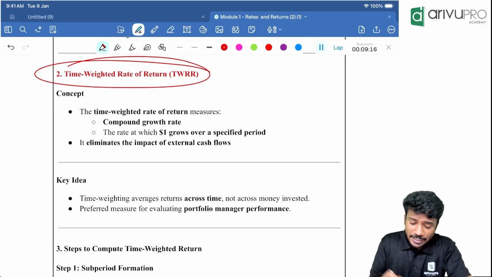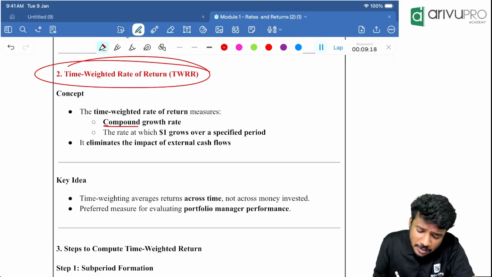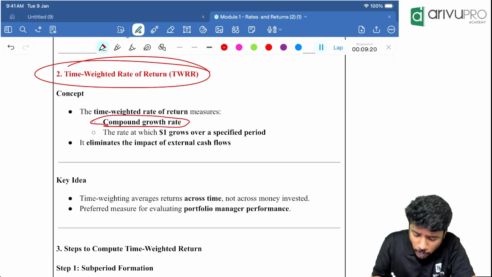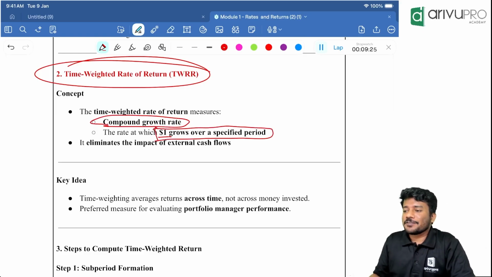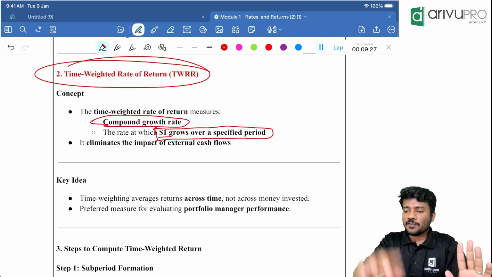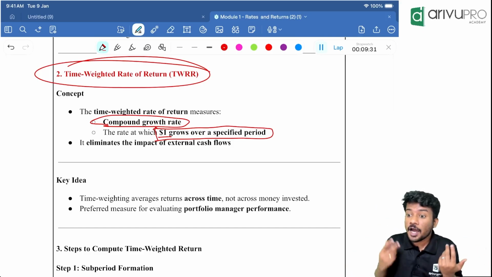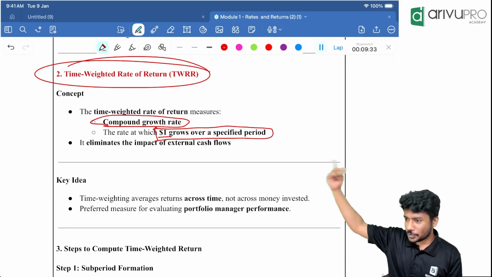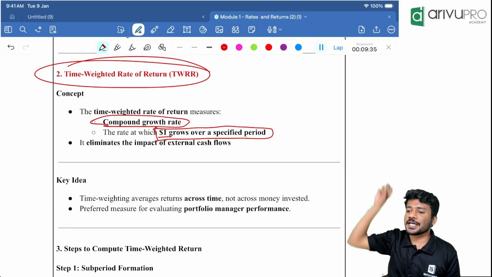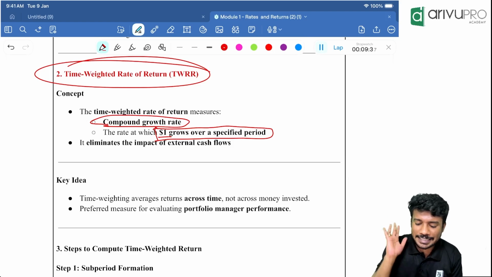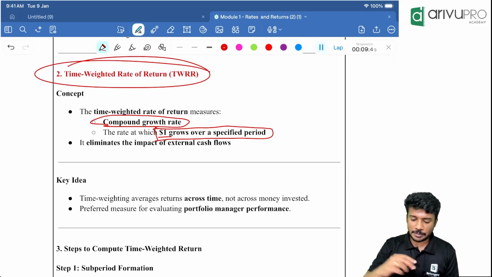So time weighted rate of return measures the compound growth rate, or the rate at which $1 grows over a specified period. What is the basic meaning? We will just take $1 as the base, and we are going to find how much this $1 grows over the period of time. That is the basic thing in time weighted rate of return. Make a note of it.